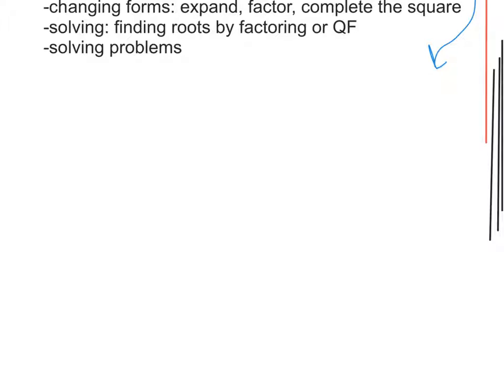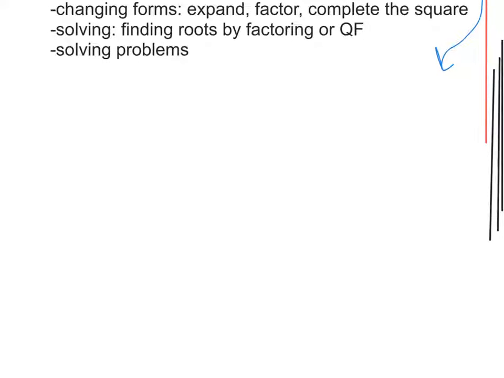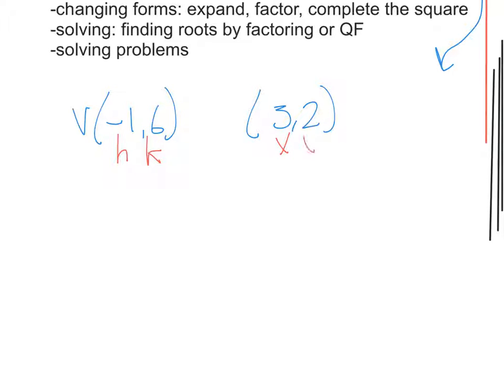For example, we could say that the vertex of the parabola is -1, 6, and it passes through the point 3, 2. There's an example. So if we know that the vertex is -1, 6, that's our h and our k in the equation. Another random point is just going to be an x and a y.